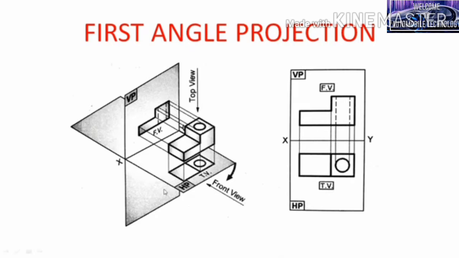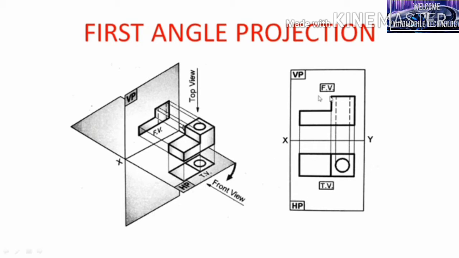Then we have discussed first angle projection. Consider two planes, the horizontal plane and the vertical plane. XY is the reference line, where the vertical plane and horizontal plane intersect each other at 90 degrees. When the planes of projection are extended further beyond the reference line, they form four quadrants.